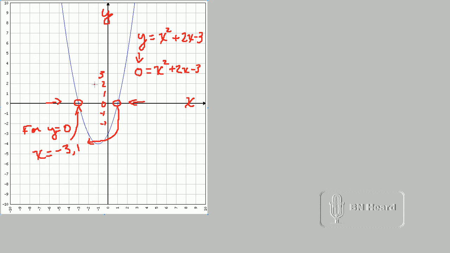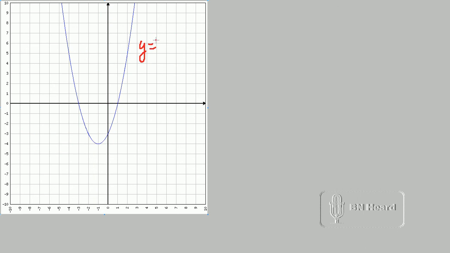If you were asked what x equals when y equals, say, 5? Well, I could count up, 4, 5. This is where it intersects the graph at y equals 5. So at y equals 5, x would be equal to, looks like, -4 and +2. So that's what we do when we use a graph to solve in situations like this.